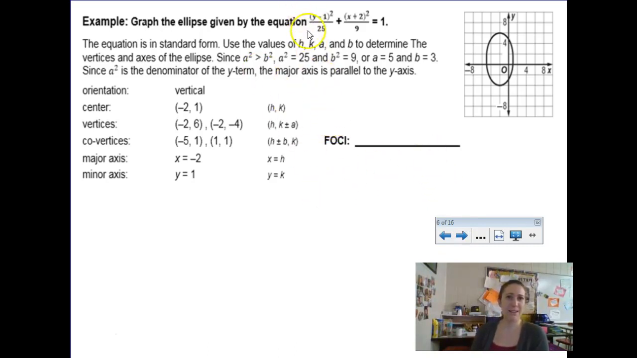Follow through with me anyways. We have y minus 1 squared over 25. So this is our major axis. So we have a vertical parabola, a vertical ellipse. This is a squared. This term right here is b squared.